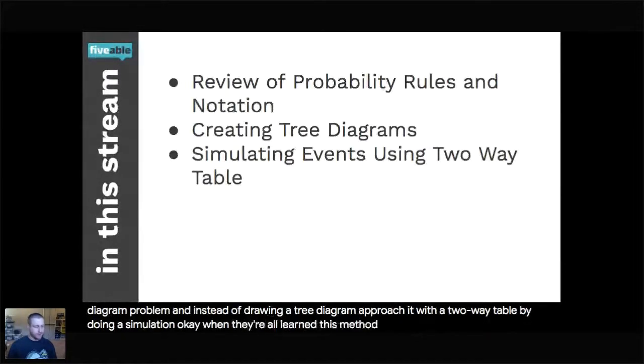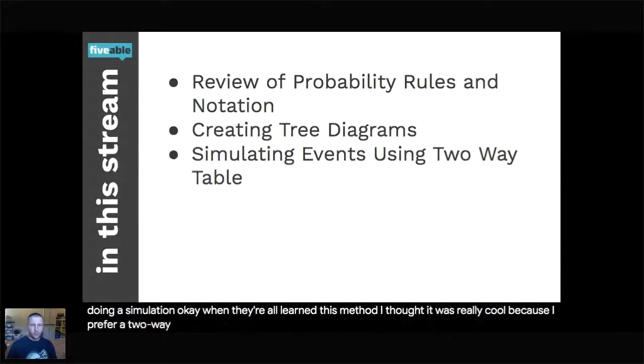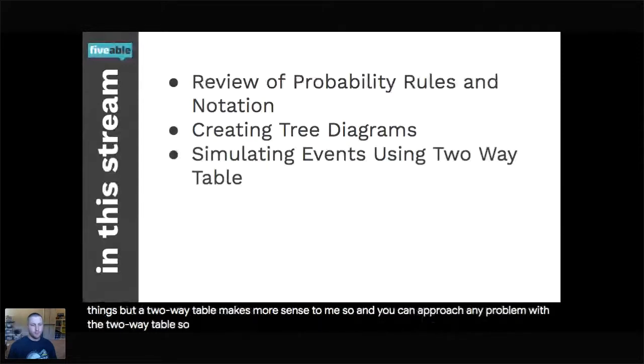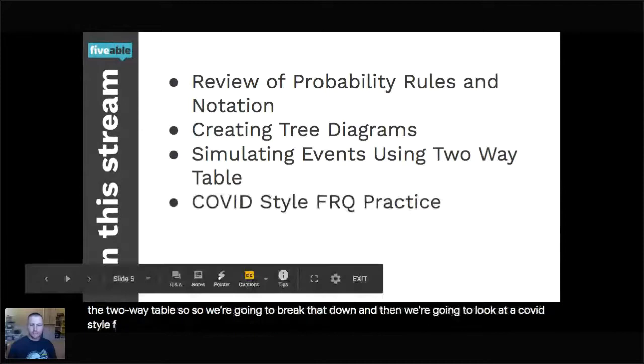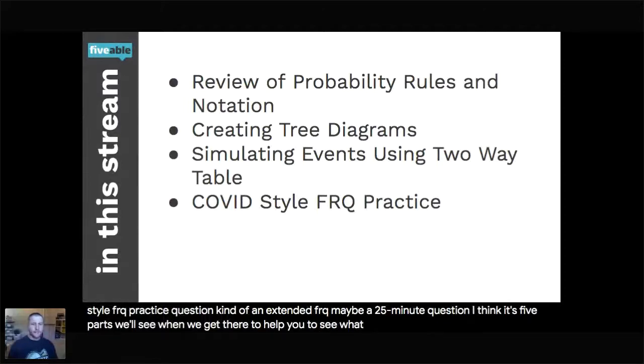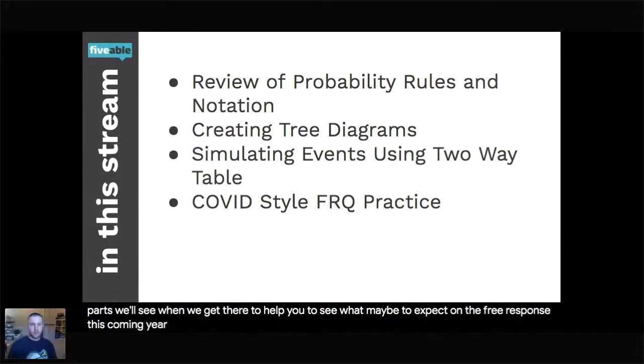Whenever I learned this method, I thought it was really cool because I prefer a two-way table when calculating probabilities. Tree diagrams can be really tough to interpret, where the and probabilities are, where the conditional probabilities are, and all those things. But a two-way table makes more sense to me. And you can approach any problem with a two-way table. So we're going to break that down. And then we're going to look at a COVID-style FRQ practice question. Kind of an extended FRQ, maybe a 25-minute question. I think it's 5 parts. We'll see when we get there. To help you to see what maybe to expect on the free response this coming year on May 22nd.